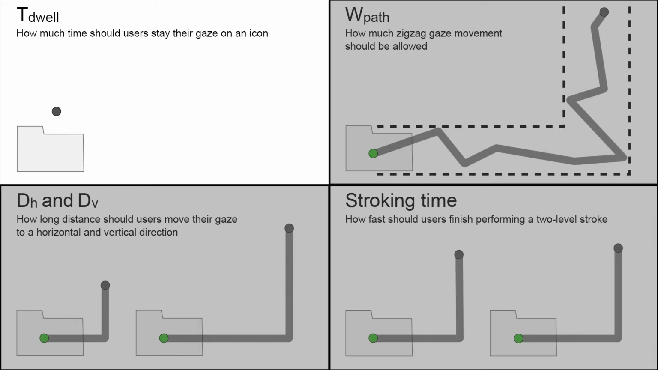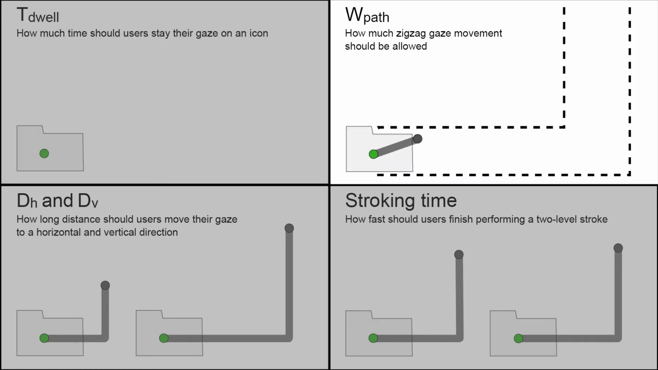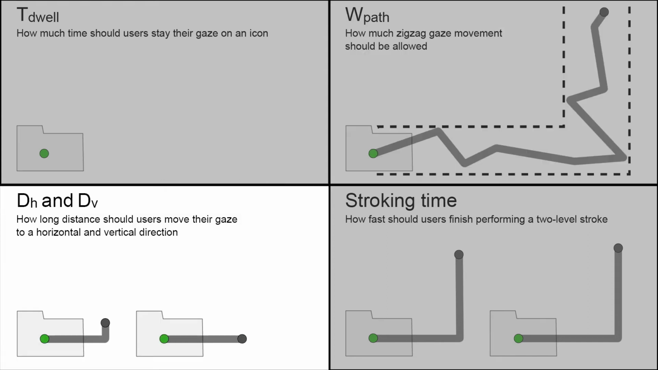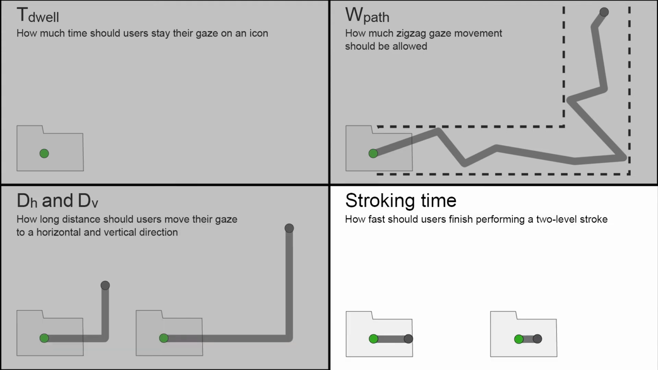To prevent an unintentional command activation, we adopt 4 parameters. The first is the dwell time used for dwell detection. Users need to keep looking at an object for this amount of time to select it. The second is the width of a path to allow a zigzag gaze movement. Users need to move their gaze inside the path. The third is the threshold of distance users should move their gaze in the horizontal or vertical direction. The last is the range of time taken for a stroke. Users need to finish performing a 2-level stroke within this range.